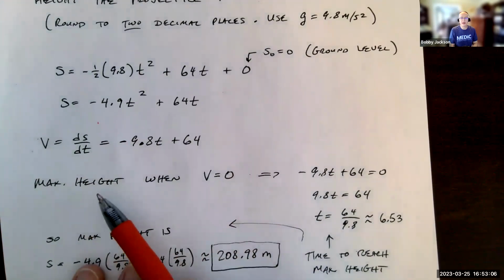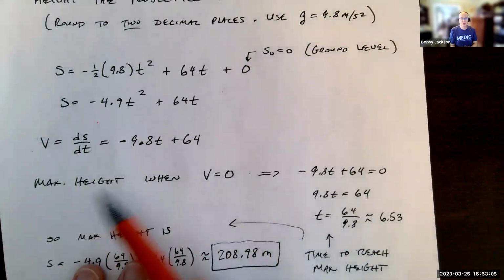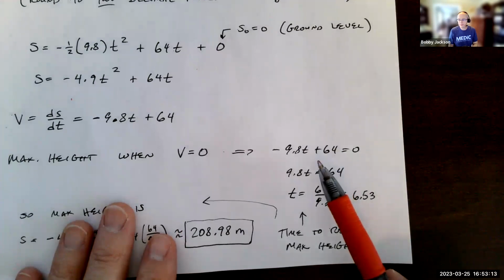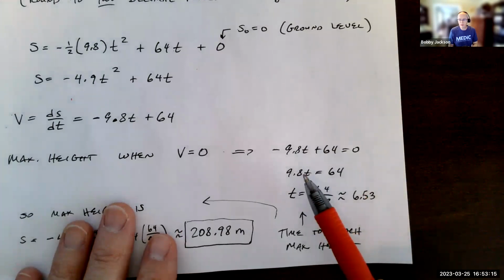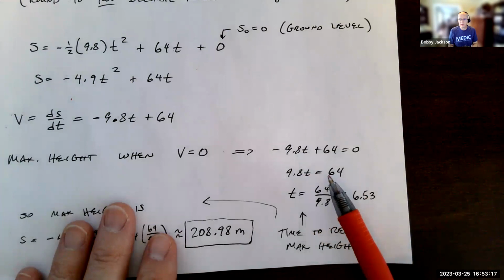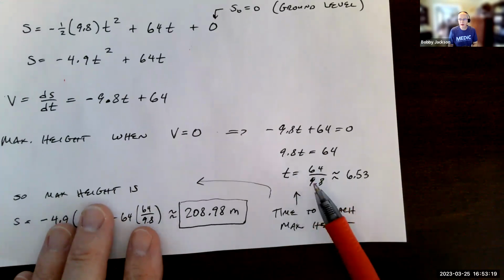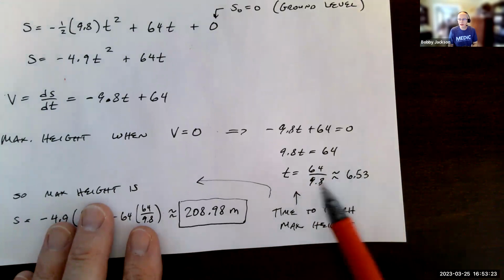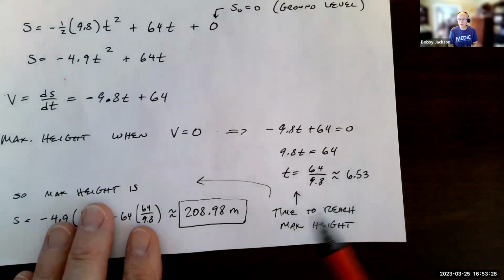So when is this velocity 0? Because that's when we're going to have our maximum height. Well, I just set that equal to 0, and I solve for t. So if this is true, I must have 9.8 t equal to 64. And if I divide both sides by 9.8, I get about 6.53. Now this is the t again. This is the time to reach the maximum height.